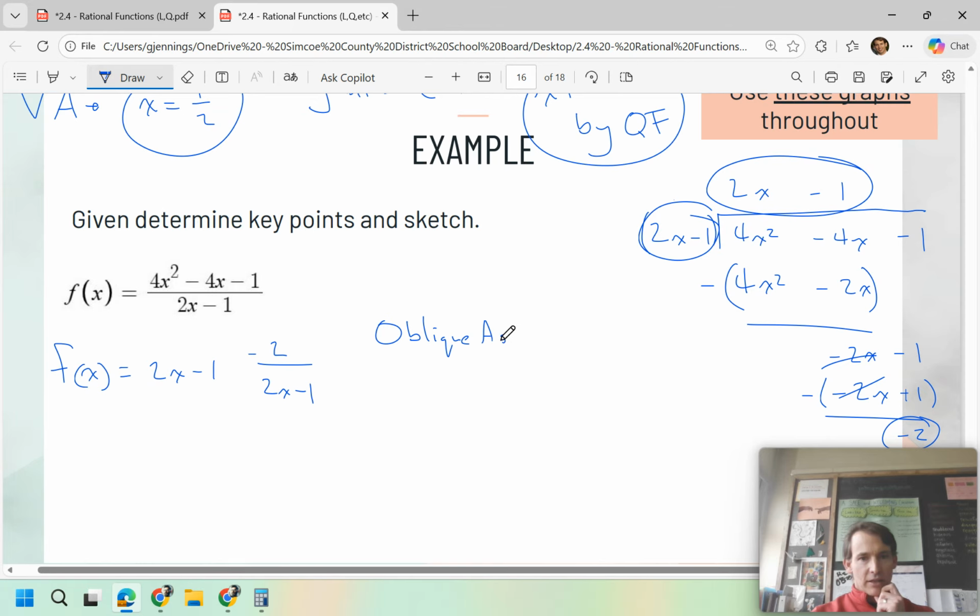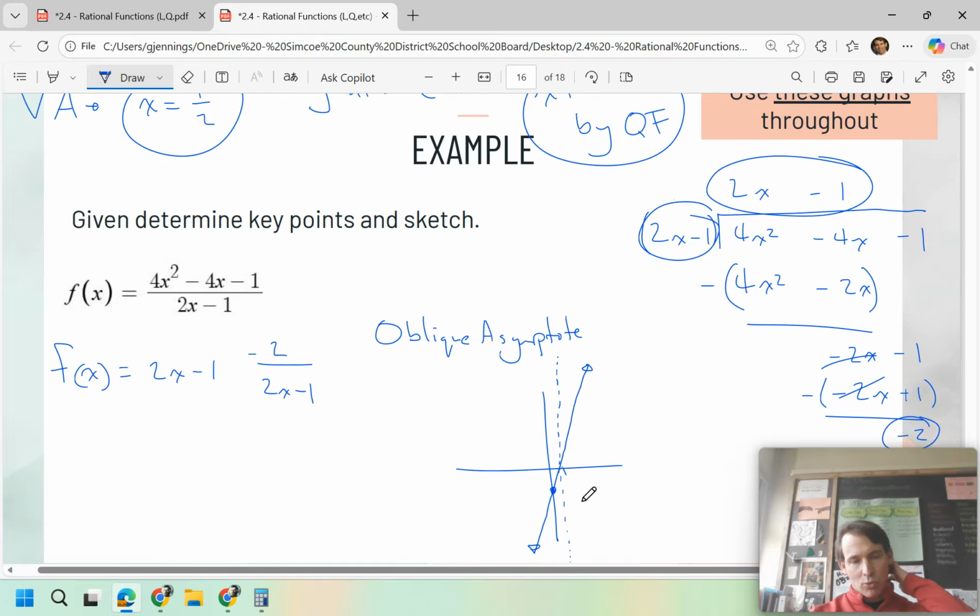Yes. And we would graph 2x minus 1. We would go down here to minus 1, and then we have a slope of 2. So this is our oblique asymptote. It looks something like this, right? And then we have this vertical asymptote at 1/2. That's right there where the slant asymptote crosses the x-axis. So we have that asymptote as well.